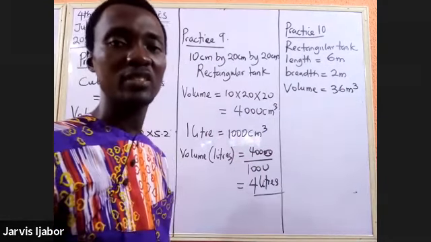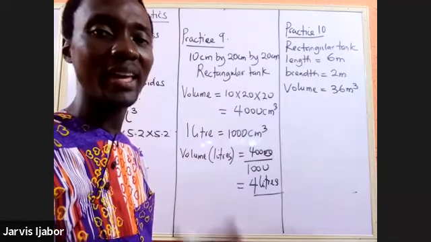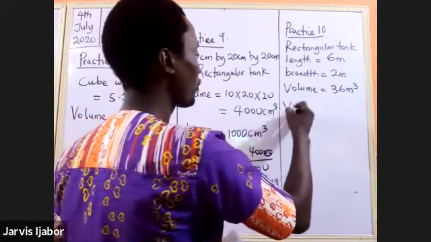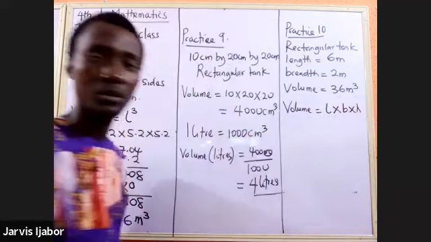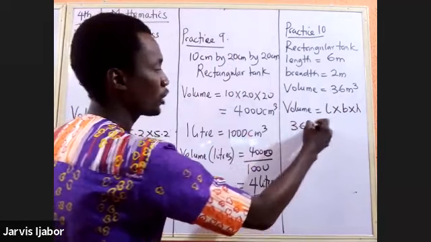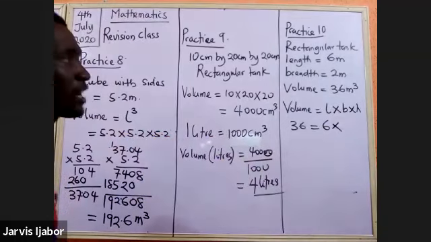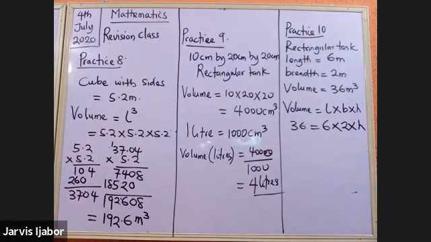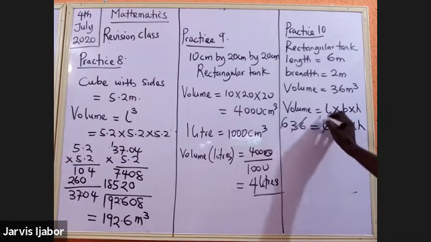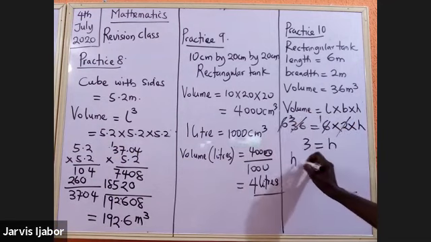It says, how deep is the water in the tank? Now, remember that volume is equal to length times breadth times height. We have been given volume to be 36, length to be 6, and breadth to be 2. So what do we do now? I can divide both sides by 6, and I can also divide both sides by 2. So it means 3 is equal to height.